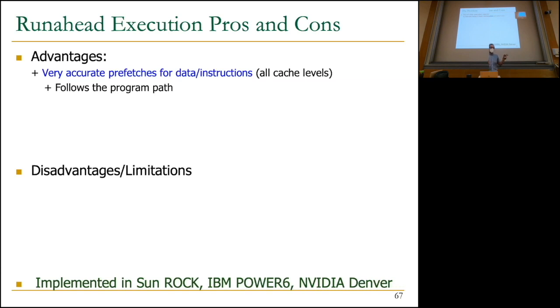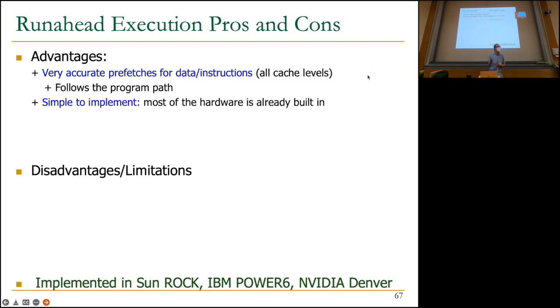But here we're executing the main program. We're not creating a special thread. So the overhead is very low for the programmer as well as the hardware. That thread already exists. That's the main program. It's simple to implement. Most of the hardware is already built in, basically. You're really executing the program. You're just doing it in a different way, speculatively.